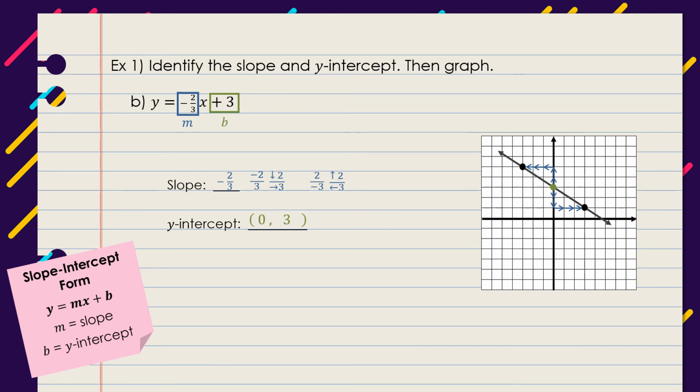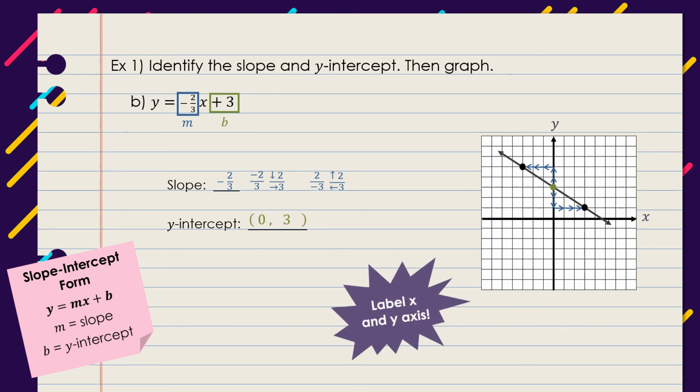Now that we have our 3 points and we've graphed our line through those 3 points and extended it in each direction, is there anything else we need to do? You got it. Make sure you label that x and y axis.